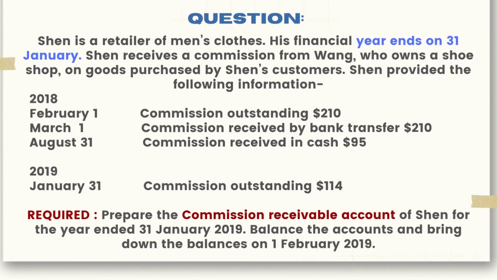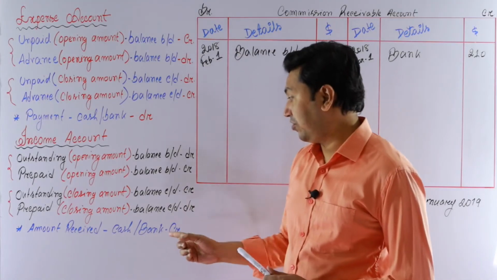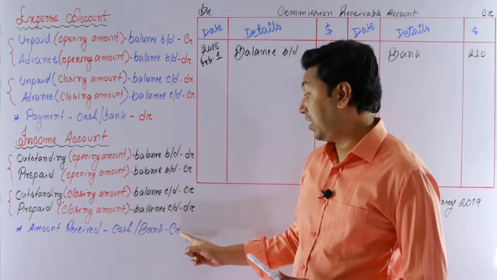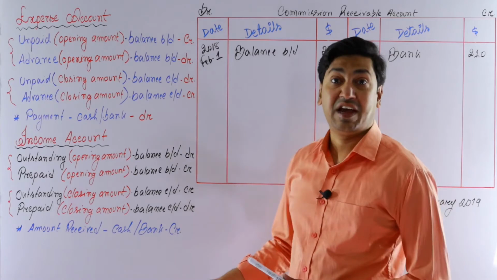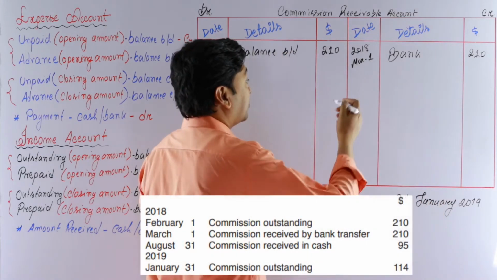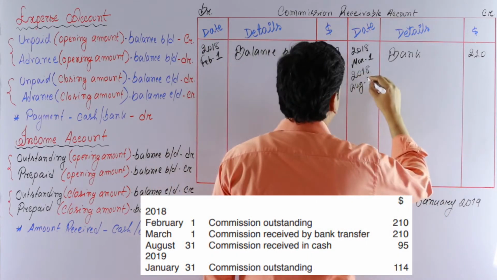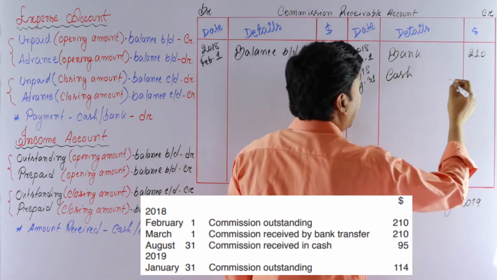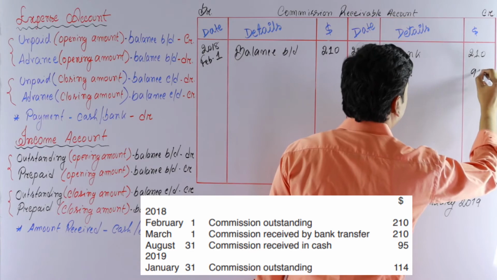Now what is the next transaction in the question? August 31st, commission received in cash. Here we know money is received in cash, so we write cash. Same thing, same side, on the credit side. Let us write again 2018 August 31st, cash. The amount is $95.